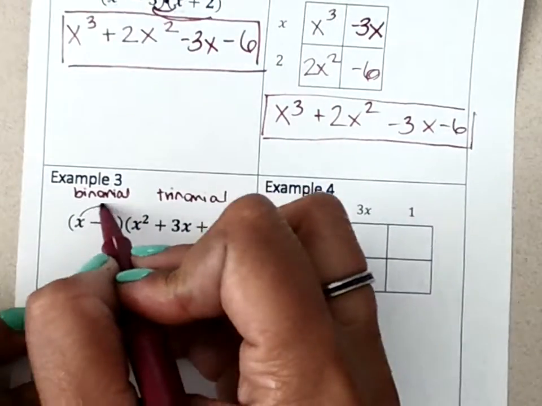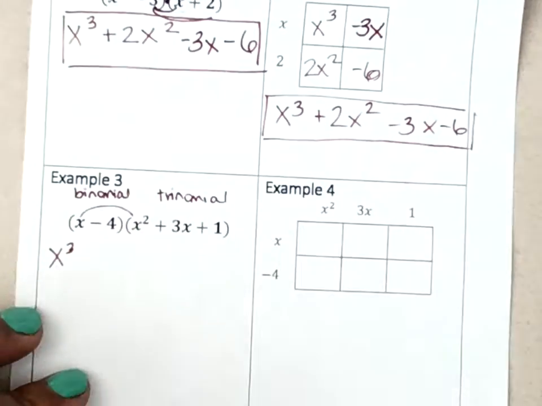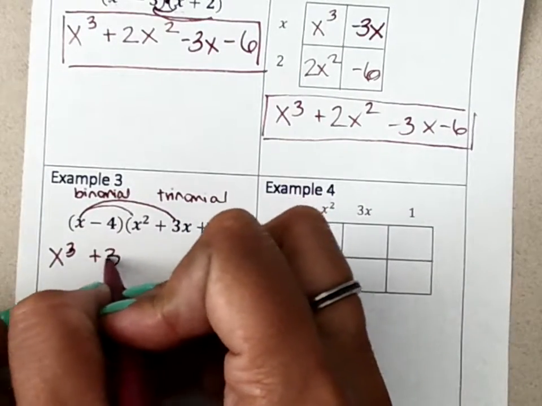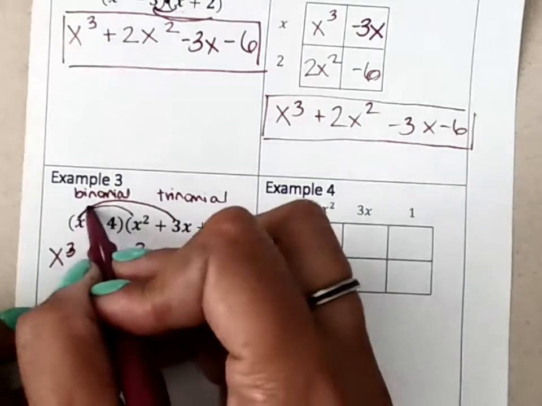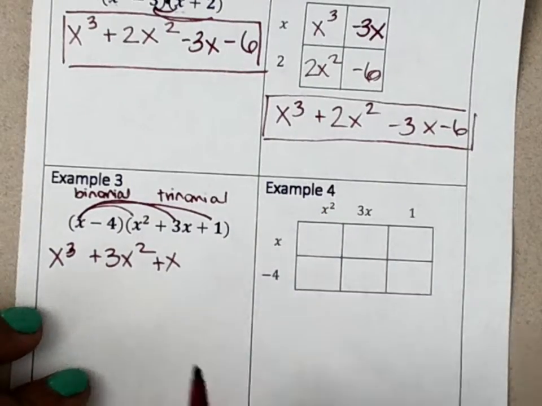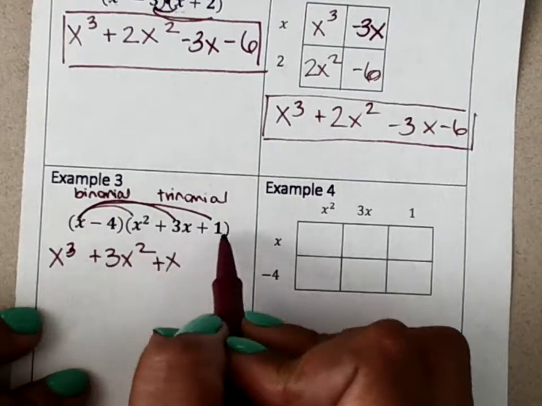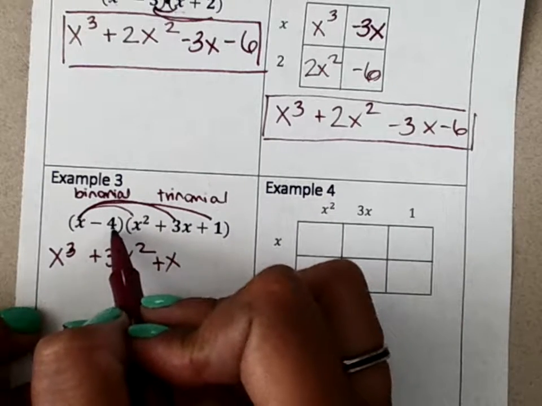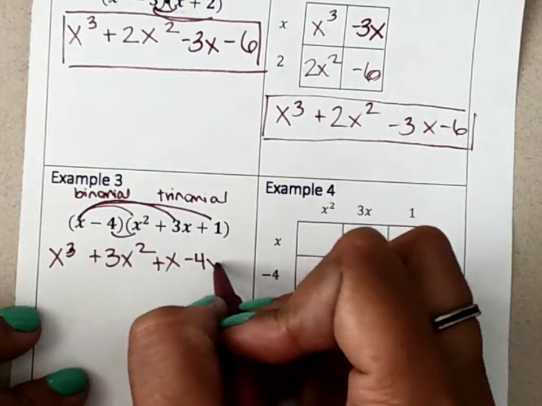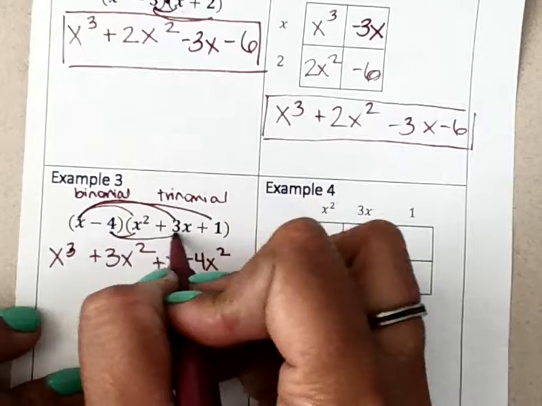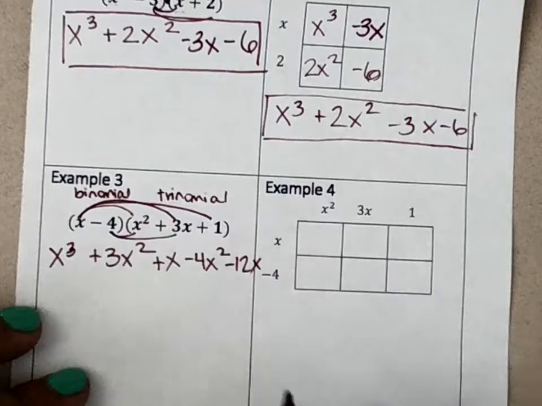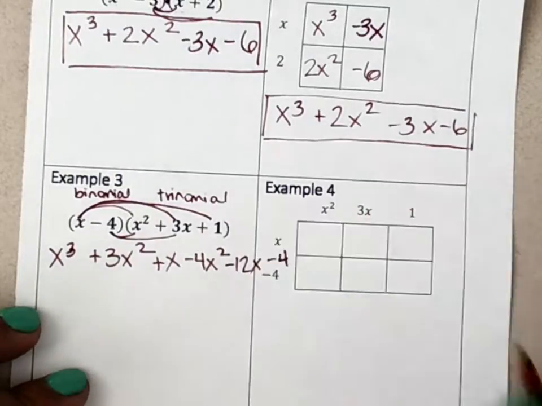So first I multiply x times x squared to get x to the third. I then multiply x times 3x and get positive 3x squared. I then multiply x times positive 1 and get positive x. Now that I've multiplied the x to everything in the trinomial, I'm going to multiply the negative 4 to everything in the trinomial again. Negative 4 times x squared is negative 4x squared. Negative 4 times positive 3x is negative 12x. And negative 4 times positive 1 is negative 4.